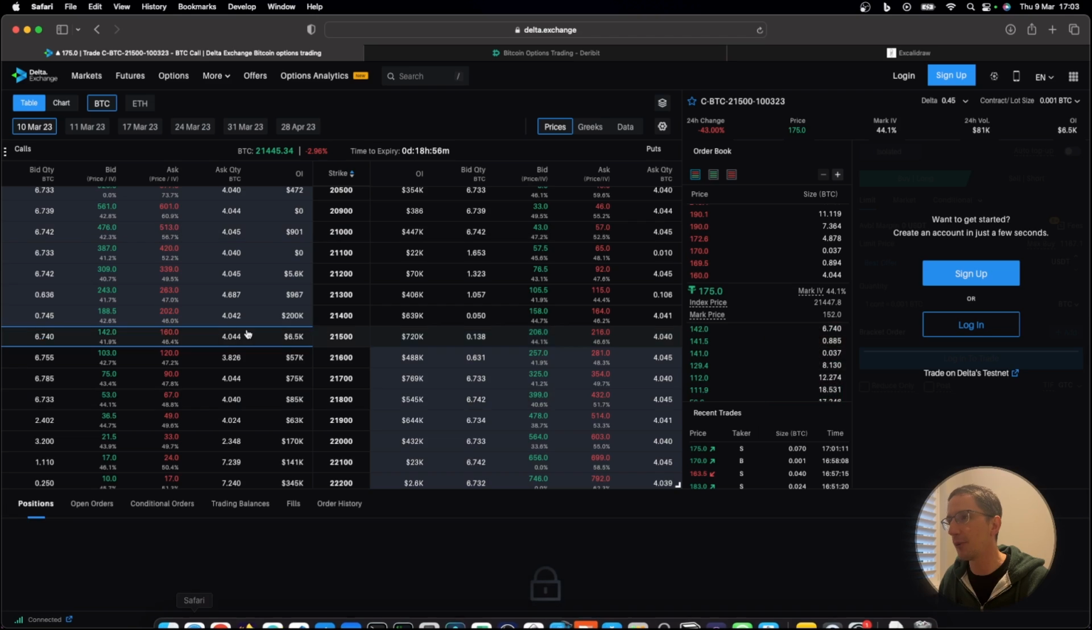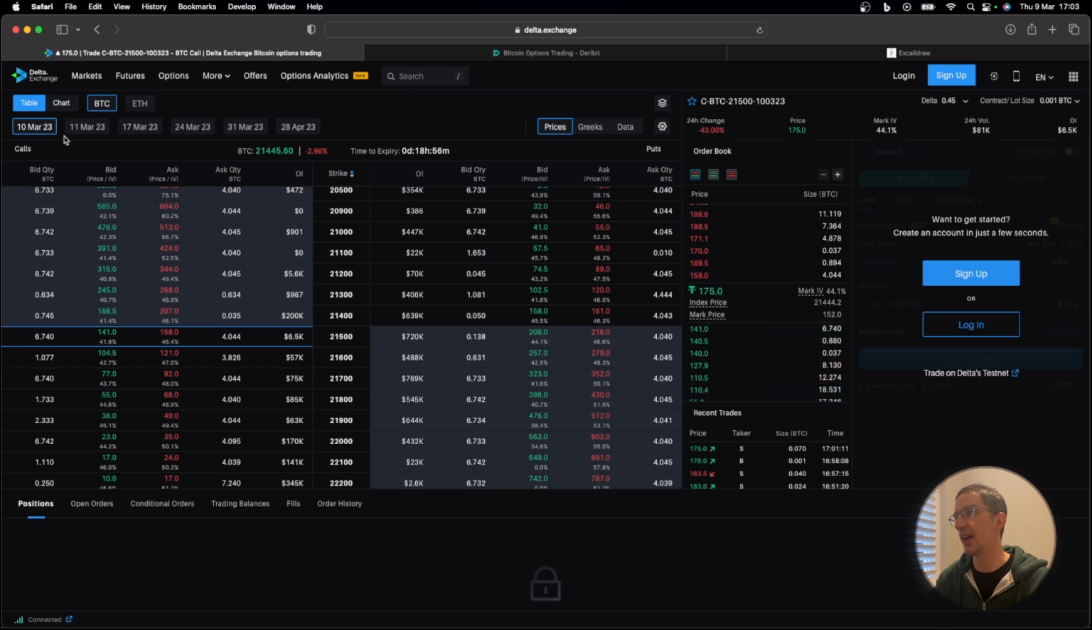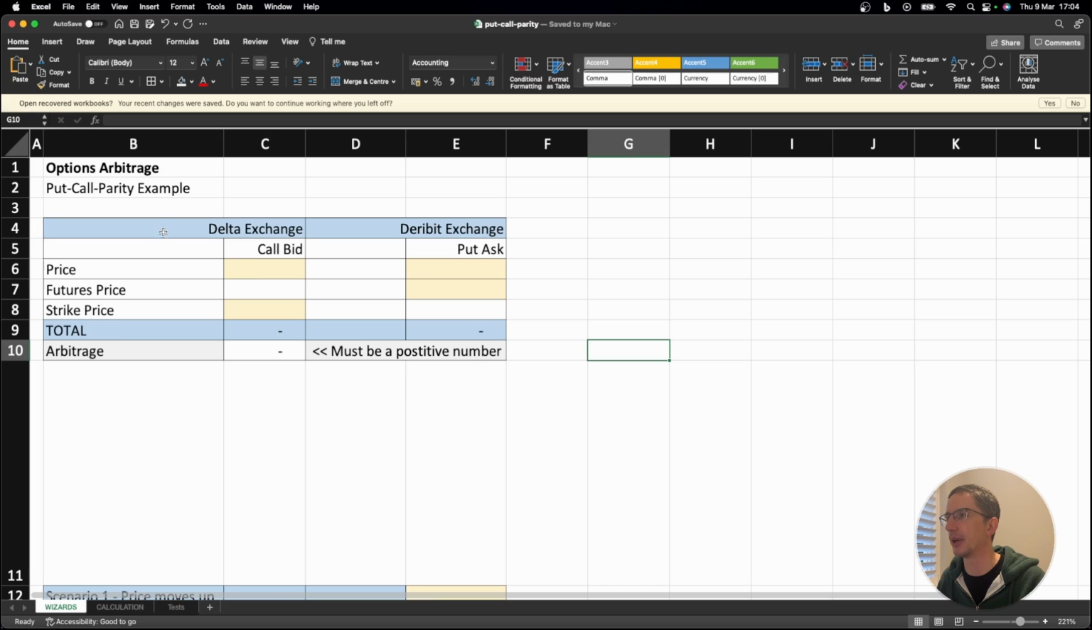So the first thing I want you to see is that I have an options chain up here with Delta Exchange and I'm interested in this strike price, the 21,500. Now I'm going to plug some numbers in and then slow down and explain what's going on. So right now, we are looking at a bid price on the call side of 141 or 143, whatever, right? So let's go and put in 143.